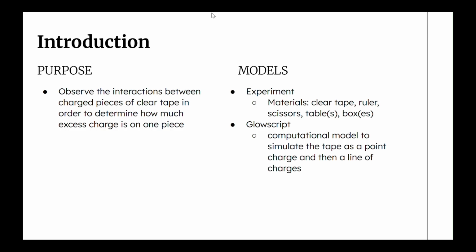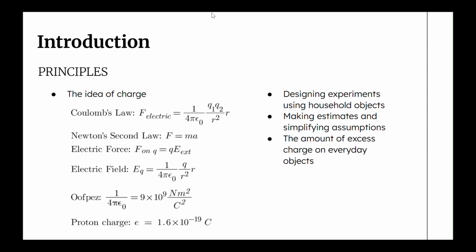The purpose of this lab is to observe the interactions between charged pieces of clear tape in order to determine how much excess charge is on one piece. I modeled this via experiment and GlowScript. For the experiment, I used clear tape, a ruler, scissors, the table, and boxes as support. In GlowScript, I modeled the tape first as a point charge and second as a line of charges.